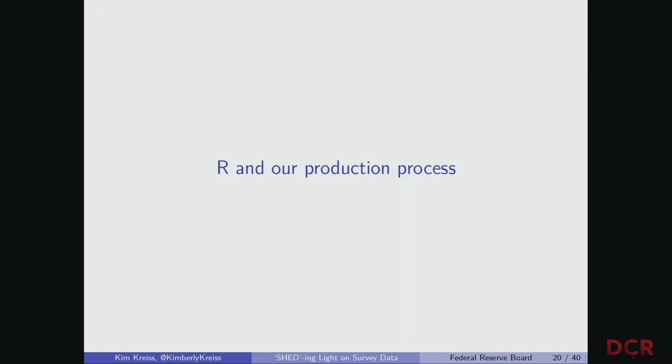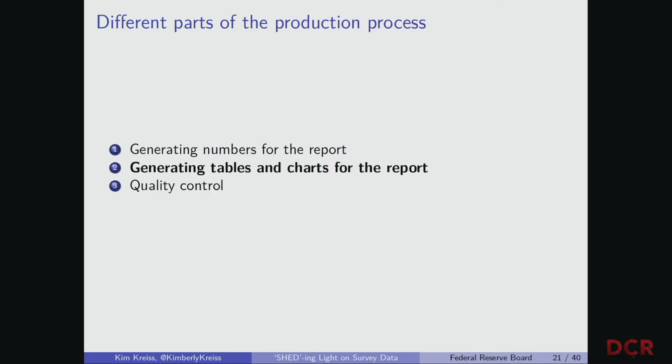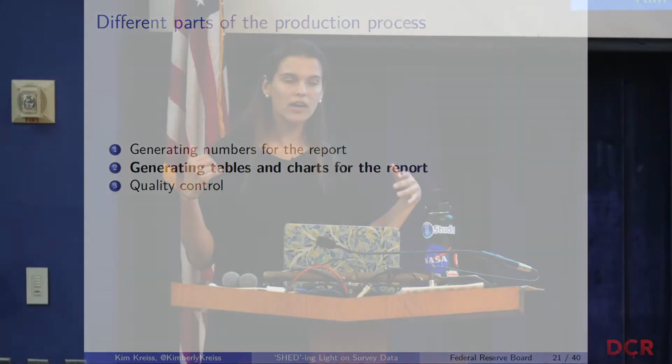Okay, so now I'm going to talk about what our production process for this report looks like and how R fits into that. So this is a pretty high level explanation of our production process. One of our first steps is that we want to generate all the numbers that are going to go into the report. So we're talking about all the numbers in the text that I showed you, all the numbers in the tables and charts.